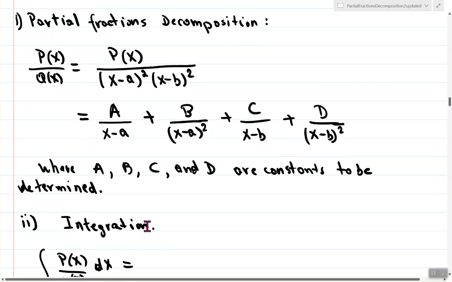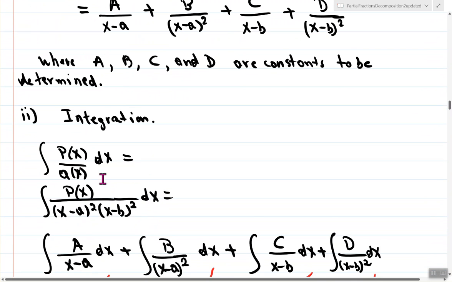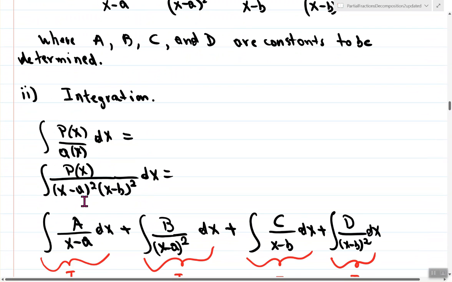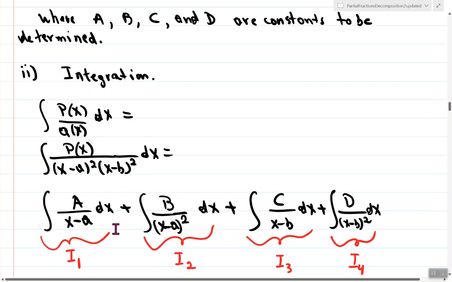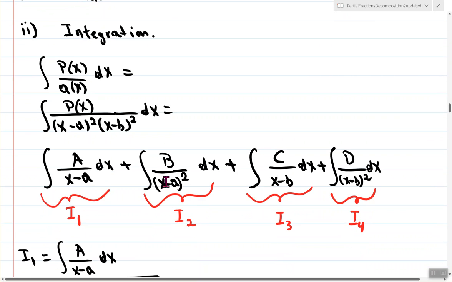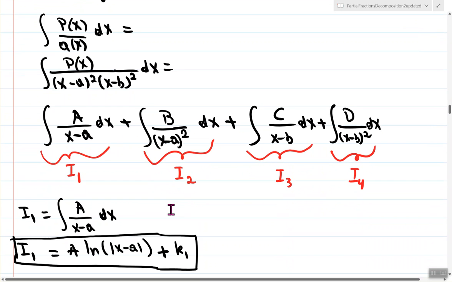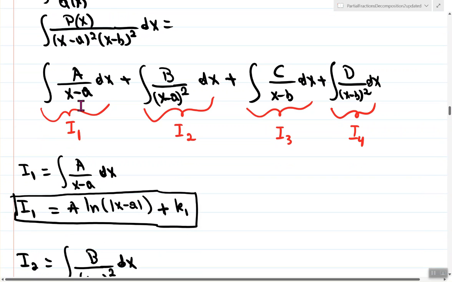Now, in terms of integration, to integrate p of x divided by quantity x minus a squared times quantity x minus b squared, we first replace this rational function with its partial fraction decomposition. That makes us have, in this case, 4 integrals to evaluate. The first one, clearly, is case 1. We already did this. You bring A outside and then integrate 1 over x minus a, which we know is going to be A times natural log of absolute value of x minus a, plus k1. K1 here is the constant of integration.